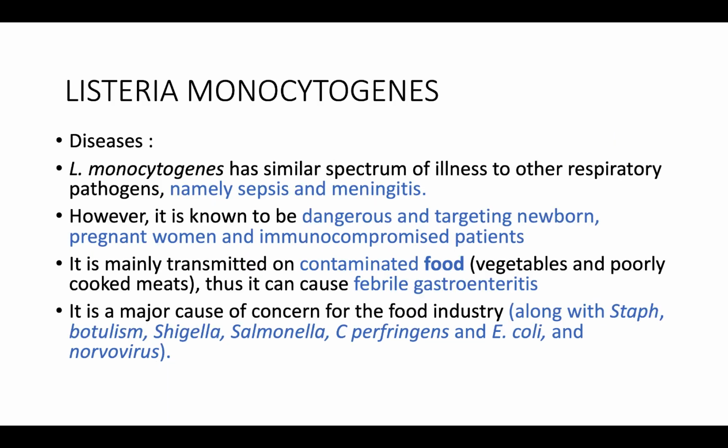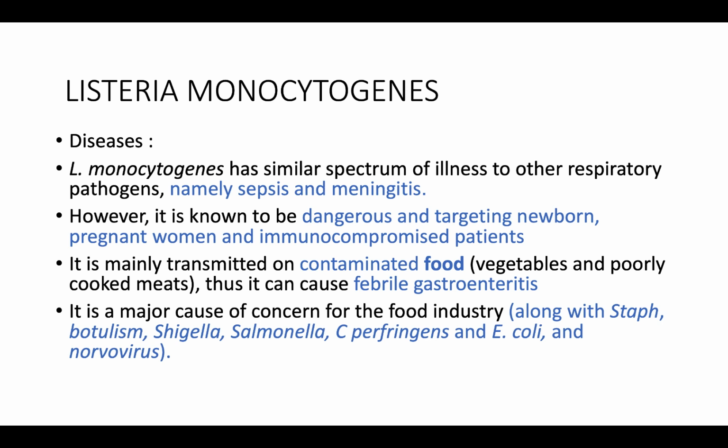Last one of the non-spore formers of all the gram-positive rods that we talk about of clinical importance is Listeria. Listeria has an interesting pathogenesis. The diseases caused by Listeria monocytogenes have a similar spectrum to those by other respiratory organisms, basically sepsis and meningitis, very similar to what you see with strep pneumo. However, it is known to be very dangerous, targeting newborns, pregnant women, and immunocompromised people.